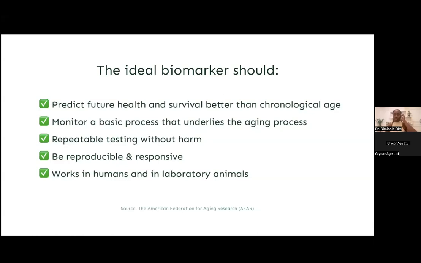And then finally, we want it to work in both humans and laboratory animals as well. The reason for this is because, of course, with biological aging, you would want to do tests to understand how interventions affect that. And if it works in both humans and laboratory animals, you can do that testing as well. So these are the 5 things that much of the research and the papers talk about when they're looking for an ideal biomarker.